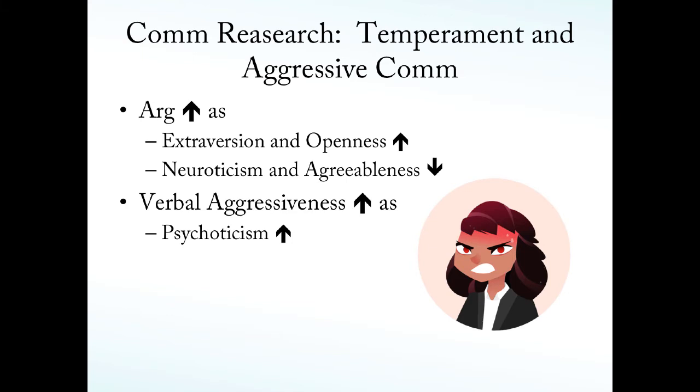As argumentativeness increases, it's likely we will see neuroticism and agreeableness decrease. So in a person that has low neuroticism, we are not likely to see a high degree of argumentativeness, and vice versa. And finally, with regard to the Big Five, when you have a high level of verbal aggressiveness, we're likely to see a high level of psychoticism.